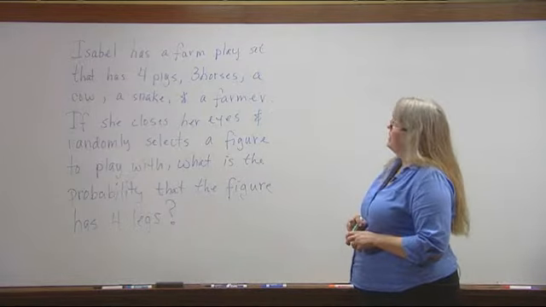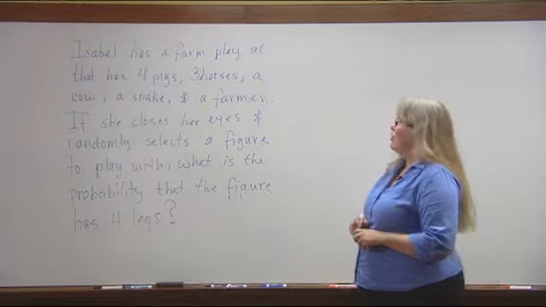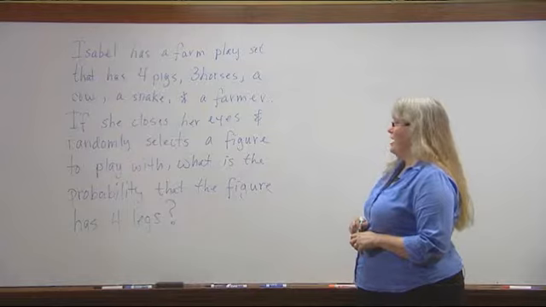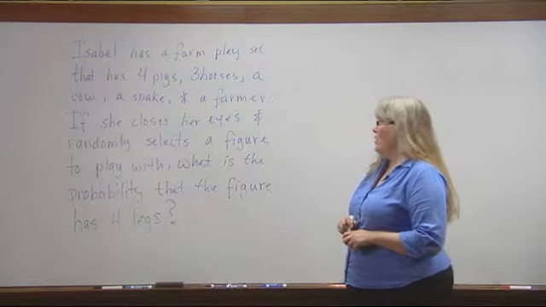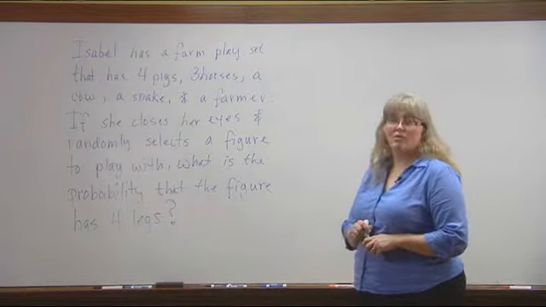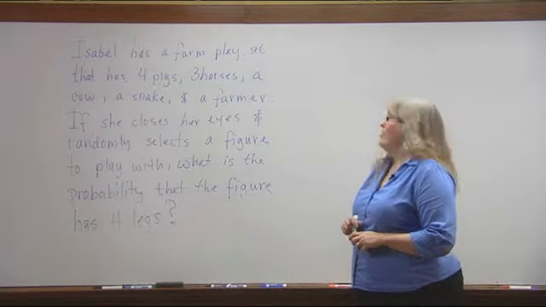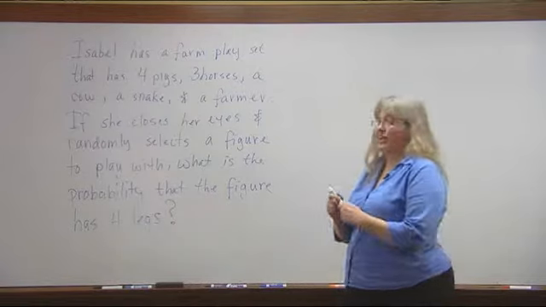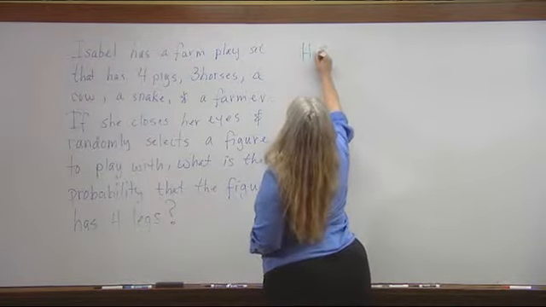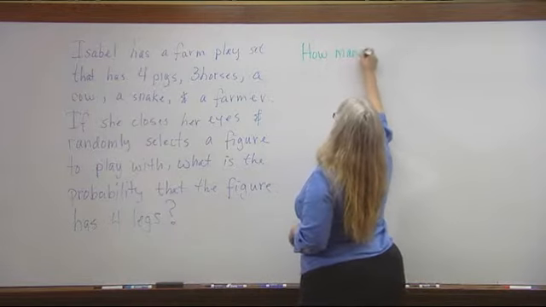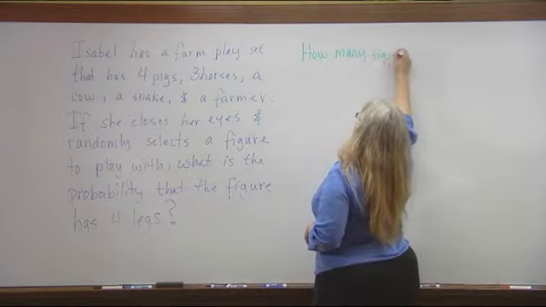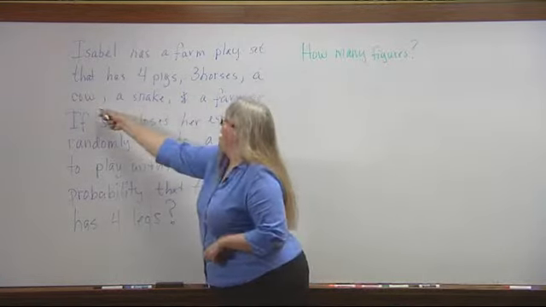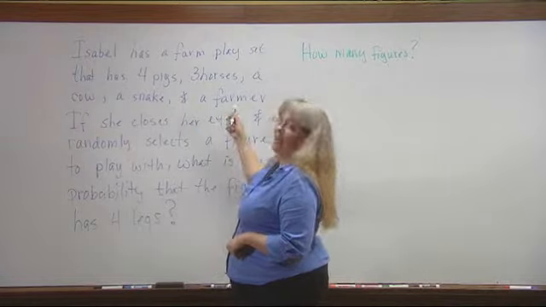Isabel has a farm play set that has 4 pigs, 3 horses, a cow, a snake, and a farmer. If she closes her eyes and randomly selects a figure to play with, what is the probability that the figure has 4 legs? So, to start off with, first we need to figure out how many figures we have, right? So how many figures are there? And so we can count. So there's 4 plus 3, 7, 8, 9, 10 figures total.